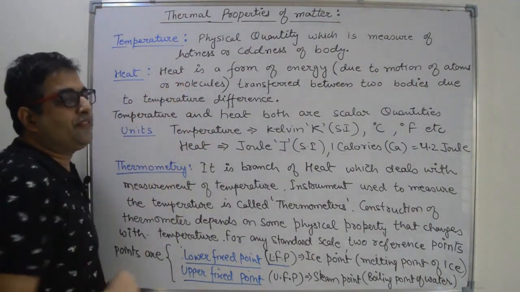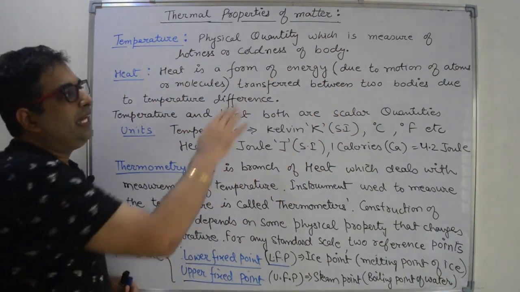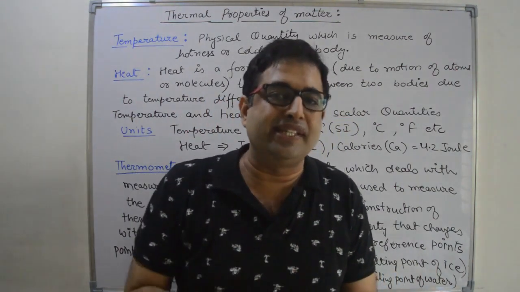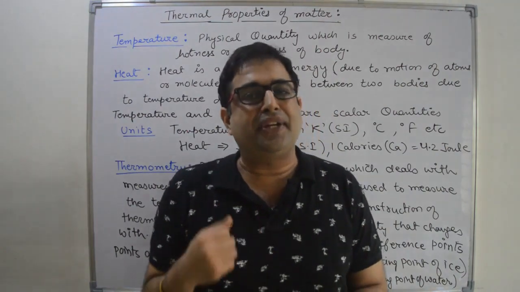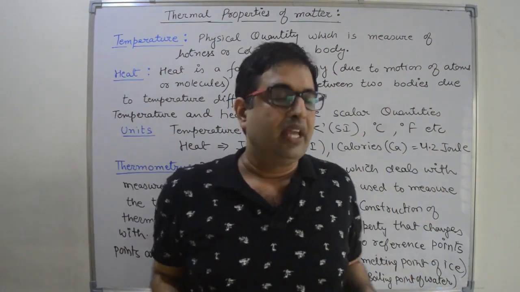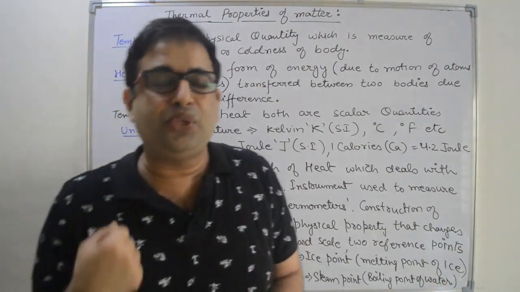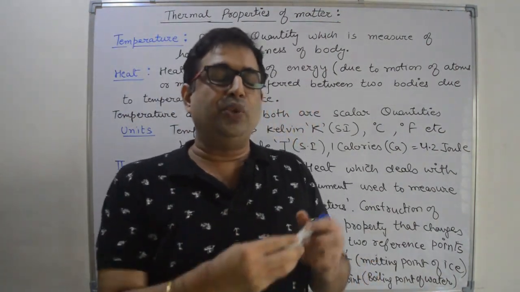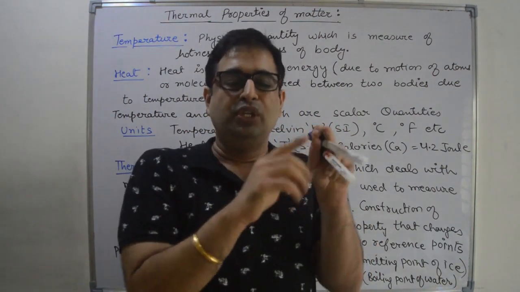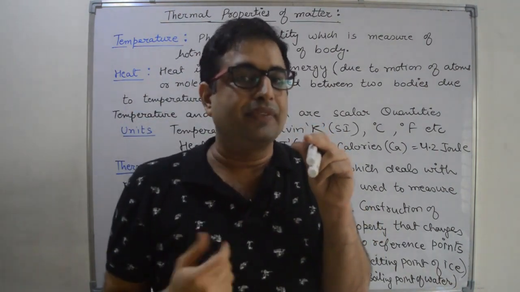Next, heat. Heat is a form of energy transferred between two bodies due to difference in temperature, and this energy is due to motion of atoms or molecules present inside the material. Inside the material at normal temperature, atoms or molecules vibrate about their mean position, and heat always flows from a higher temperature body to a lower temperature body. When you touch ice, your body temperature is more than ice. So this energy will move from your body to the ice and the ice will melt, right?